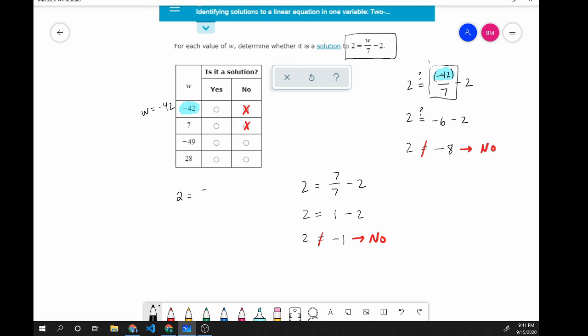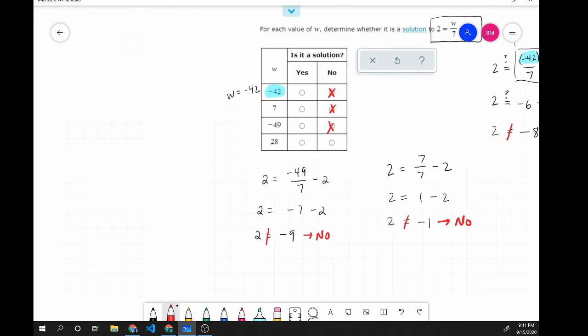2 is equal to negative 49 divided by 7 minus 2. Negative 7 minus 2. 2 does not equal negative 9. I'm just doing the math quickly. But this is also a no. Last but not least, we'll see if we have any yeses here.